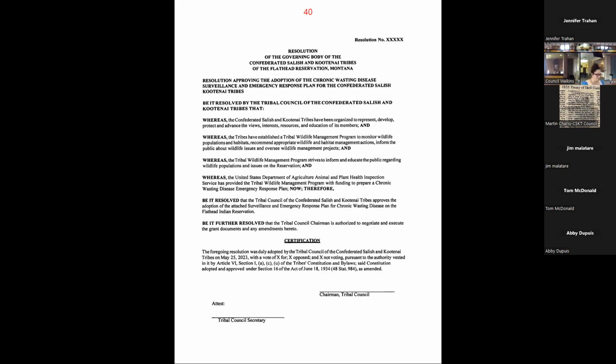Okay, thank you. So there is a resolution there for council's consideration. If you all had a chance to look at it, I need a motion to approve. Motion by Martin, second by Mike, question by Terry.